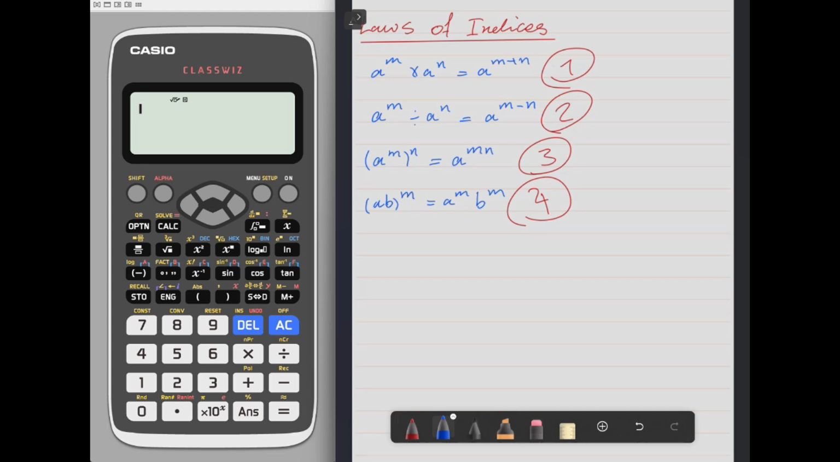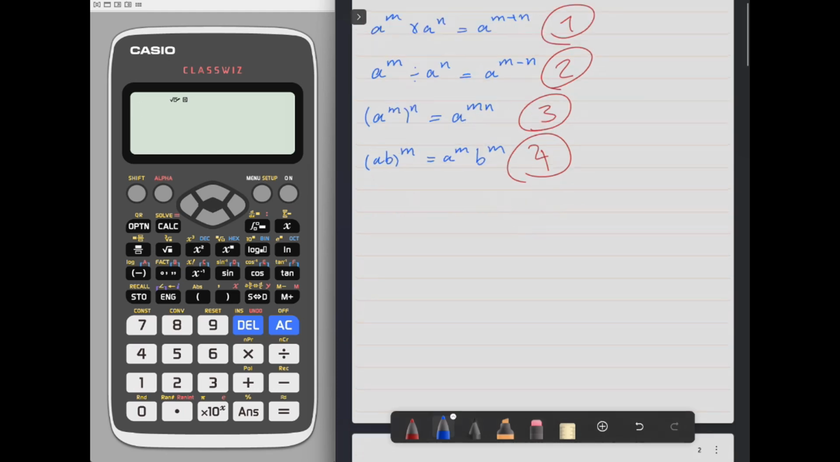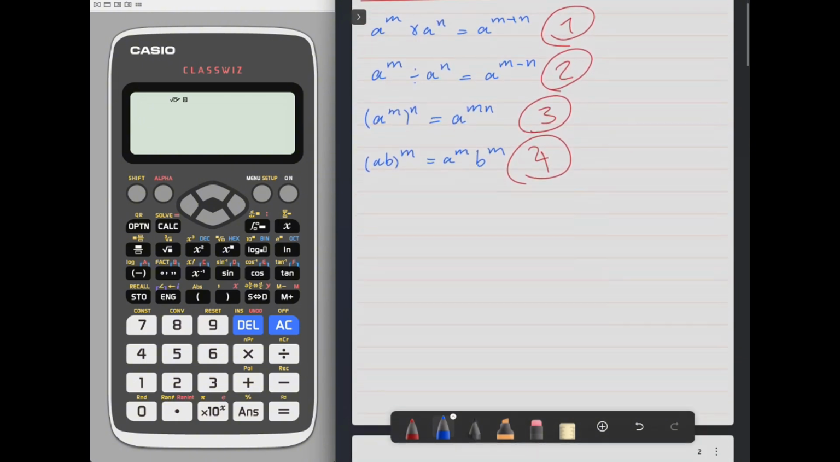The power is the only thing that is going to change. So put that in mind and just don't forget it at all. So let's go to the third law.